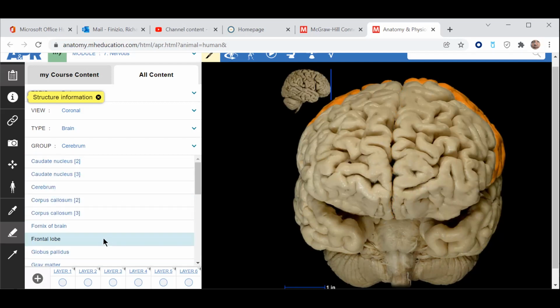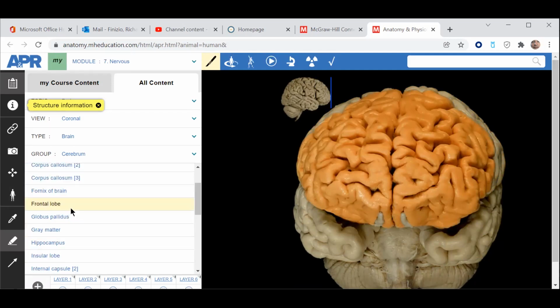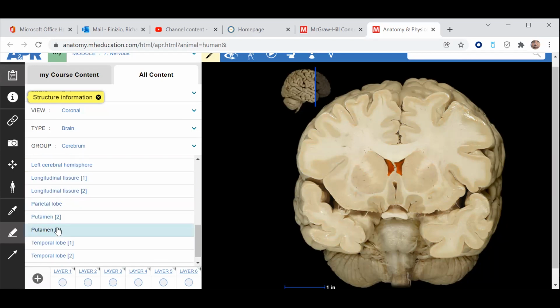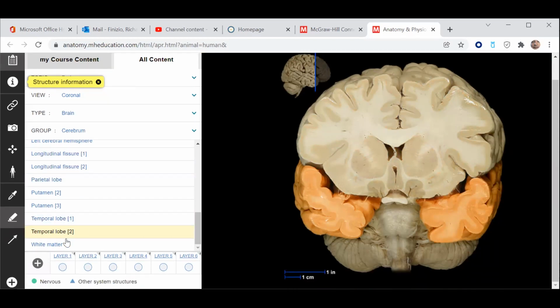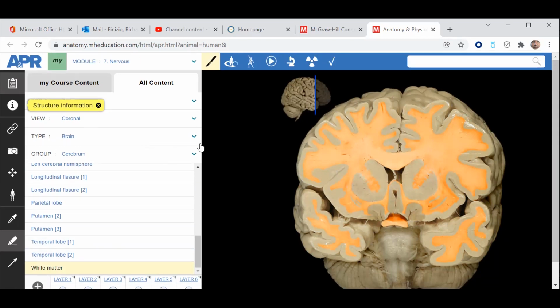Again, this is in alphabetical order. That's frontal lobe. Let's see if you can see the lateral ventricles. Those are the lateral ventricles right here in the middle, right below the corpus callosum. My parietal lobe we saw. Temporal lobe, right there, because it's cut in the front view. And the white matter is everything that's not cortex. So everything that's not orange is the white matter. So that's a good way to look at it.